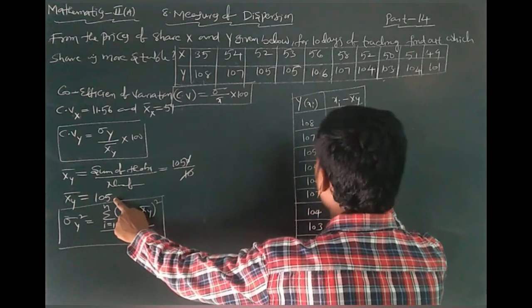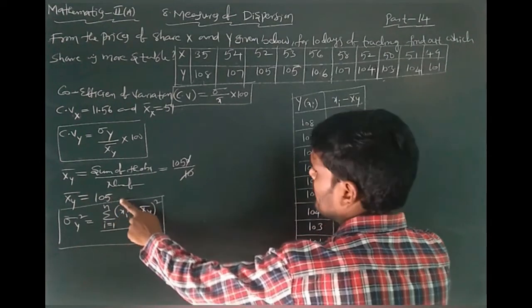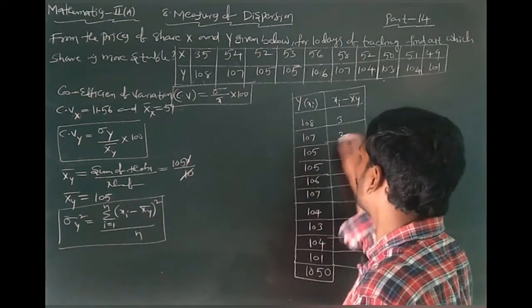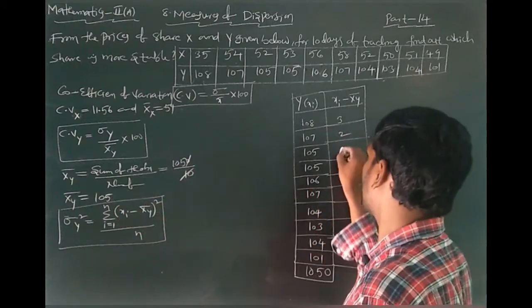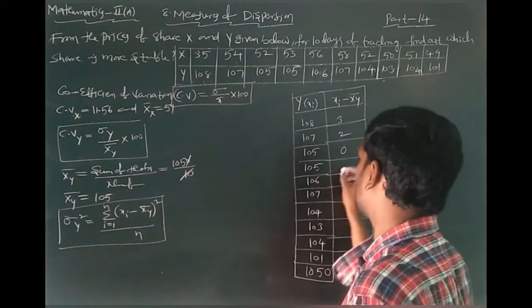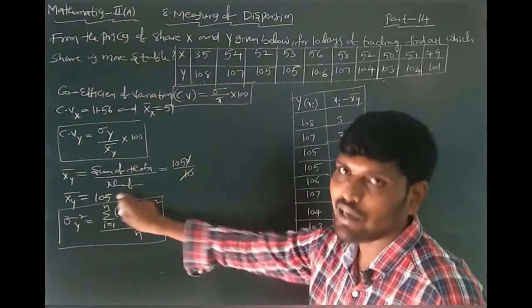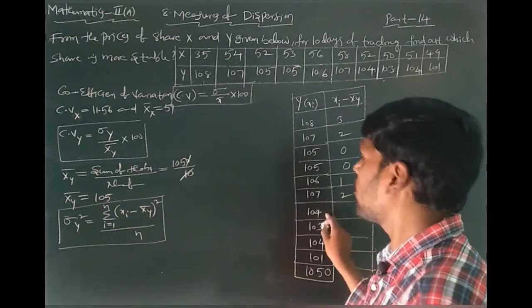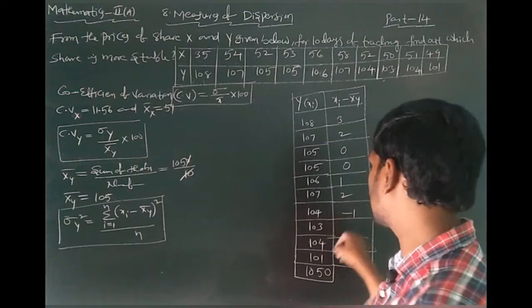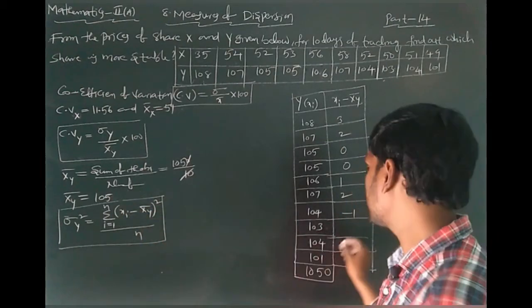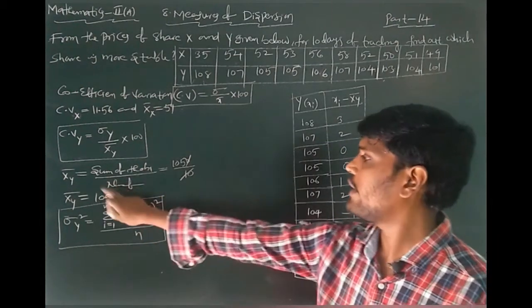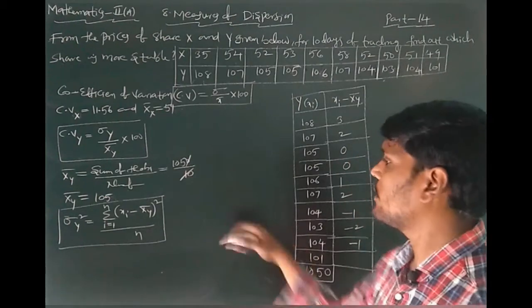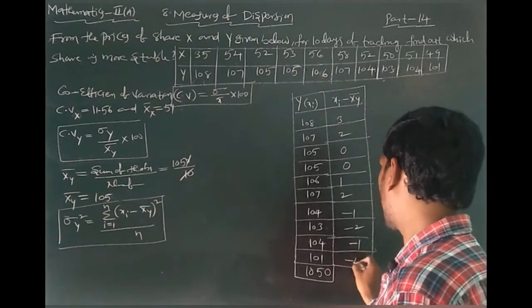108 minus 105 is 3. 107 minus 105 is 2. 105 minus 105 is 0. 105 minus 105 is 0. 106 minus 105 is 1. 107 minus 105 is 2. 104 minus 105 is minus 1. 103 minus 105 is minus 2. 104 minus 105 is minus 1. 101 minus 105 is minus 4.